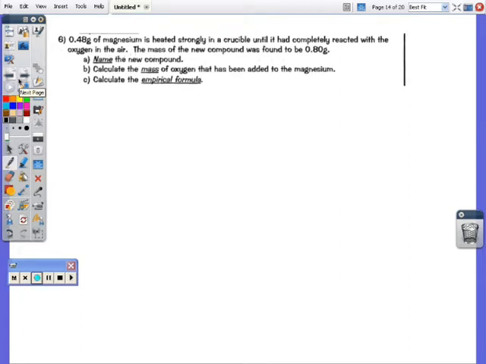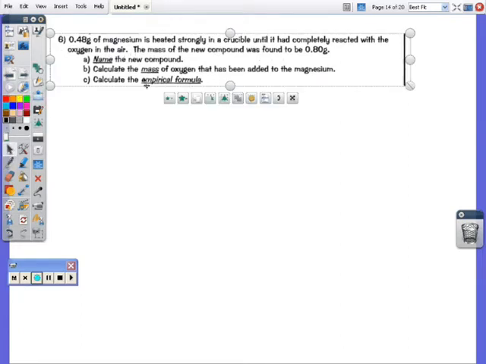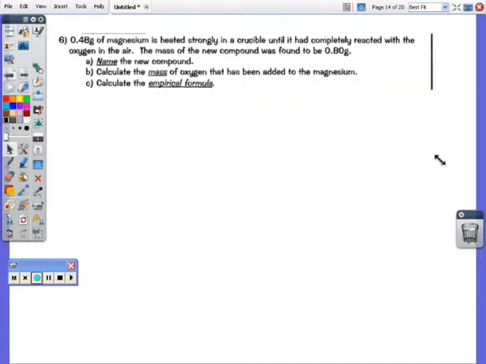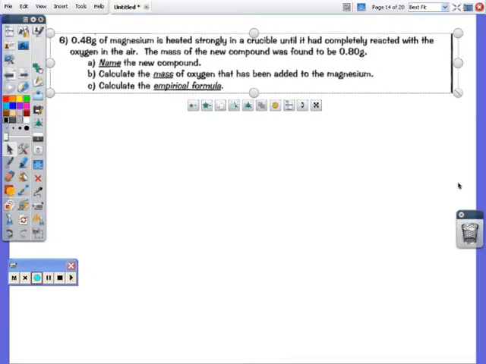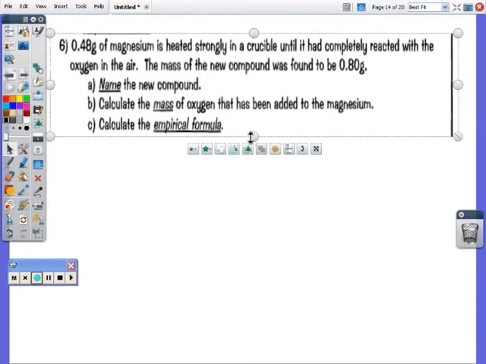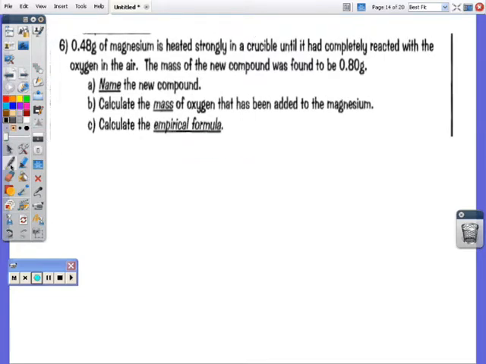Okay, right, this one's a little bit more complicated, so I want you to have a good hard look at it, and a good think about it. Alright, so name the compound used. Well, the compound used is magnesium oxide.